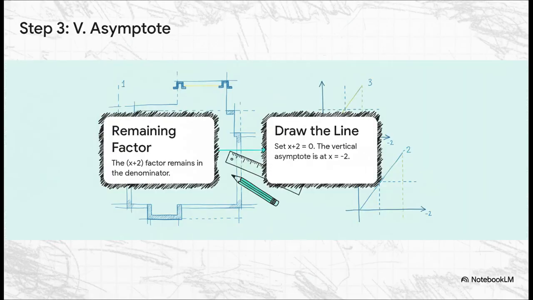Okay, next up, what's left in the denominator after we canceled everything? We've got that x plus 2 factor just hanging out. Since it didn't cancel, this is our vertical asymptote, our big invisible wall. We set x plus 2 equal to 0, which means our wall is at x equals -2. Let's get that dotted line drawn in.